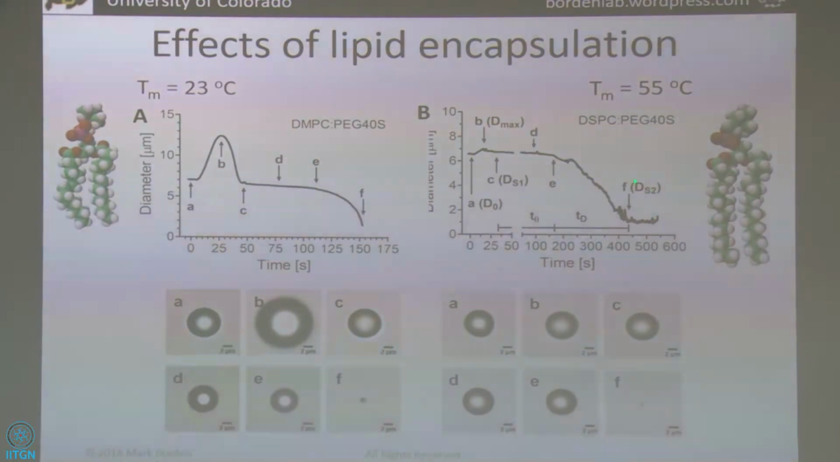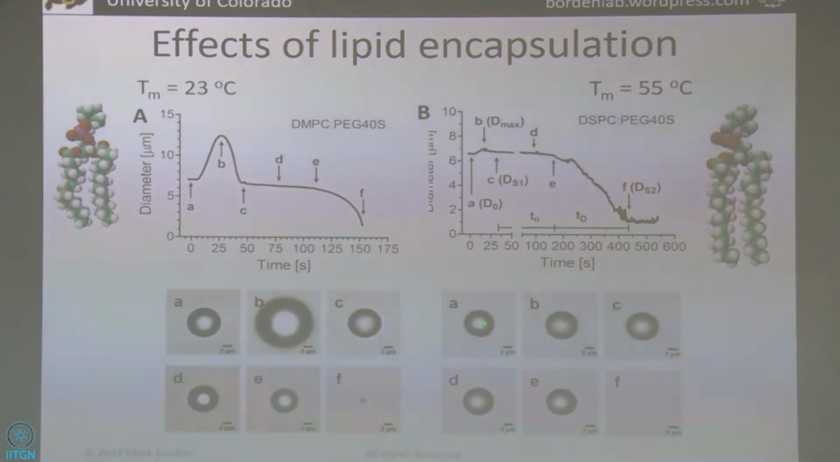We call this DS2, and it's the final stabilized diameter. So initial stabilized diameter, final stabilized diameter. This is the lag time, T theta. It's stable, then it starts to dissolve again. TD is the time it dissolves from the initial stable diameter to the final stable diameter, this time.